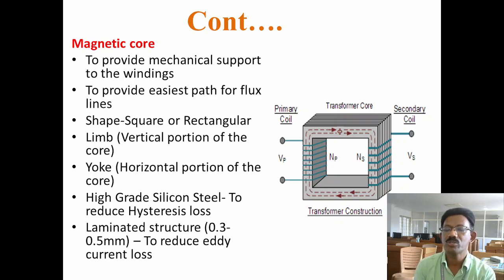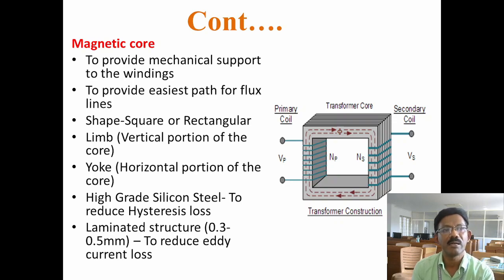The vertical portion of the core is called the limb, as well as the horizontal portion of the core is called the yoke. So in the image, there are two outer limbs and two yokes. One is on the upper side, another one is on the lower side. Normally, this core is fabricated using high-grade silicon steel. Why is high-grade silicon steel used? Silicon steel is used to minimize one magnetic loss that occurs in the core, called hysteresis loss.